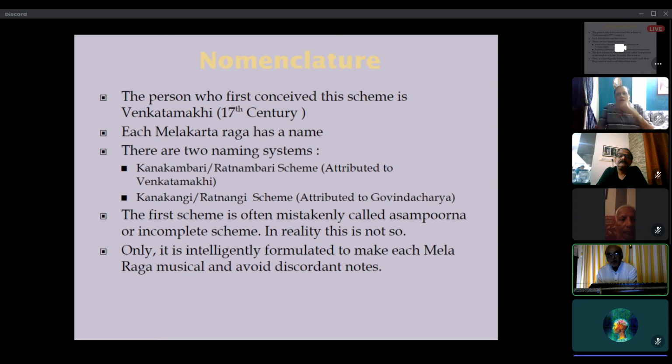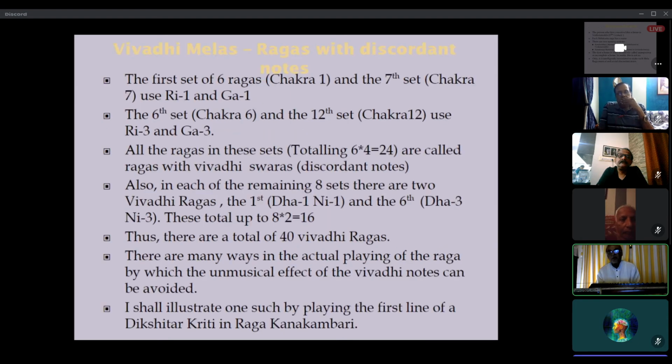Right. So what is this discordant note we're talking about? This discordant note comes from what is called, in the theory and the technical name for it in Carnatic music, Vivadi Melas. What is the Vivadi Mela? The Vivadi Mela is one in which the first ri and the first ga. It's first chakra, as we call the very first chakra.